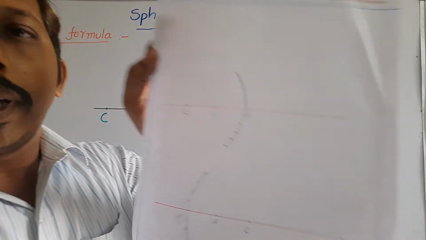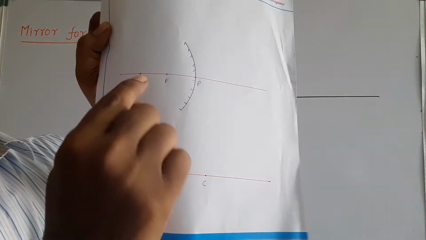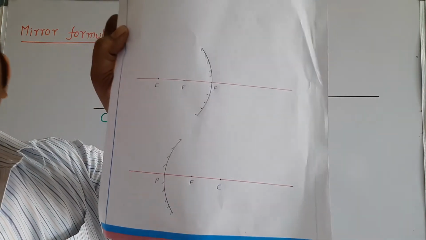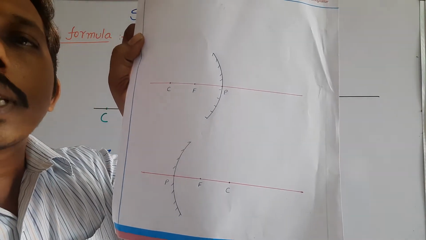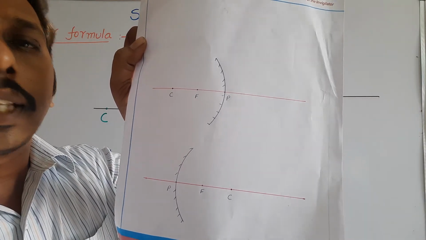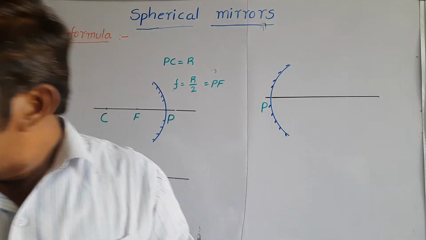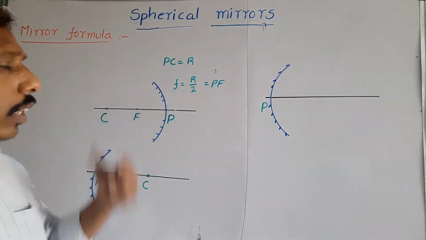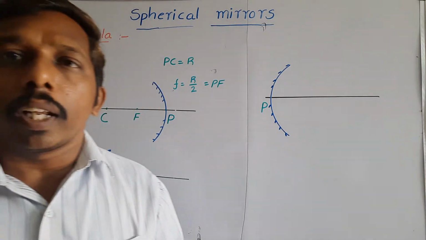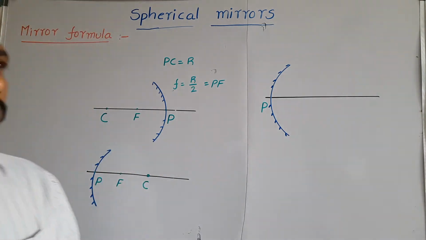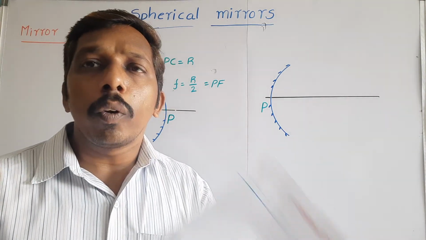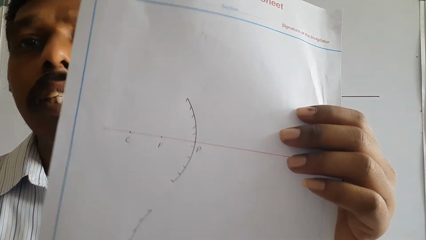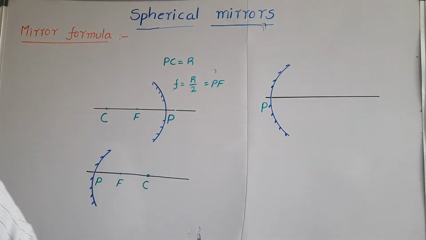So we get it like this. This one is a convex mirror, and this one is a concave mirror. Convex and concave mirrors we can get like this. Generally, for my protractor, I got pole to center of curvature equal to 5 centimeters, so pole to focus is equal to 2.5 centimeters. If you draw like this, you can easily get all the image diagrams. So this is the way to draw convex and concave mirrors.